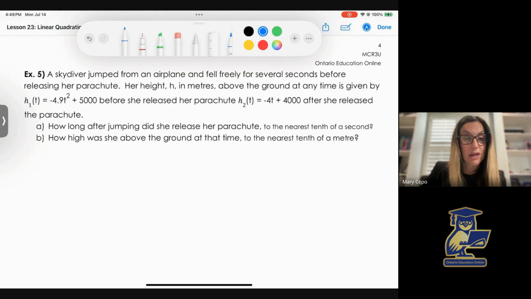We need to determine A, how long after jumping did she release her parachute, to the nearest tenth of a second? And then we need to find out how high was she above the ground at that time, to the nearest tenth of a meter.